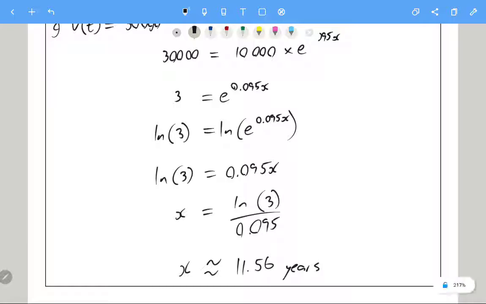When did my t become an x? Oh, way at the beginning. That was my fault. These all should have been t's this whole time. I just get carried away with solving. You always want to solve for x. So the time is equal to 11.56 years.